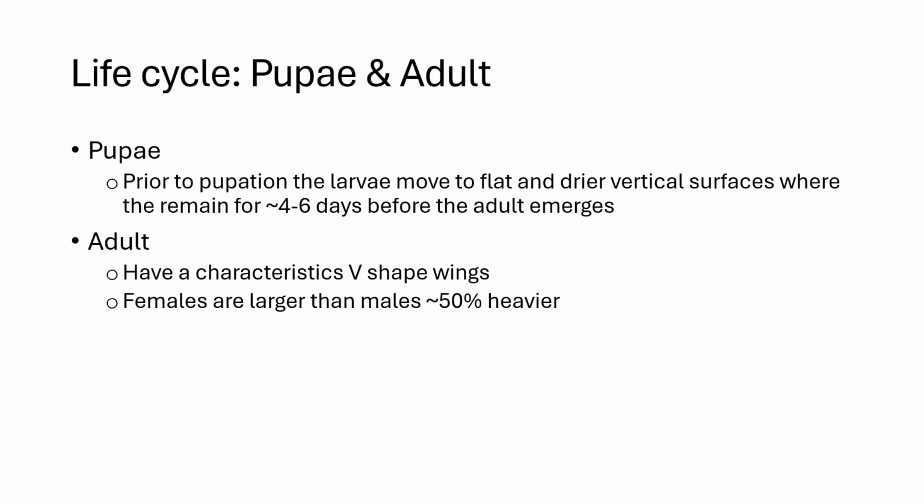Prior to the pupation, the larvae move to a flat and dry vertical surface, and they will remain there for around 4 to 6 days before the adult emerges. And the adults we've dove into pretty in depth. The adults have those characteristic V shapes that I have told you about, and the females are larger than males, and they're around 50% heavier on average too.